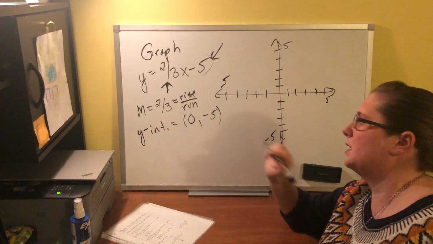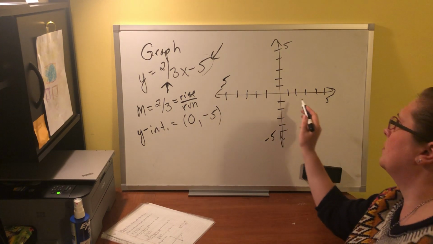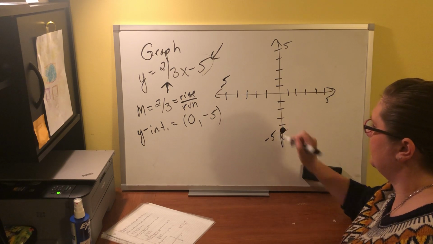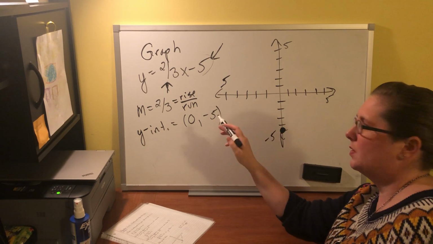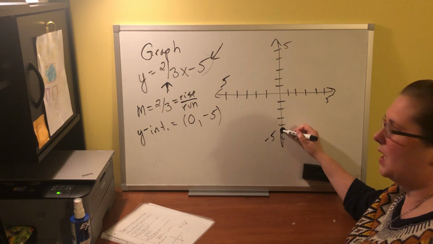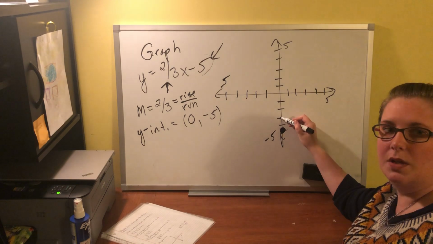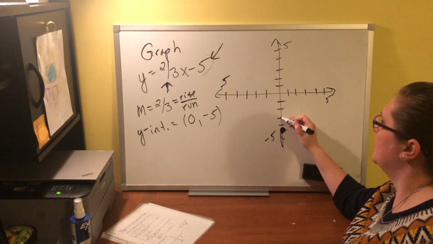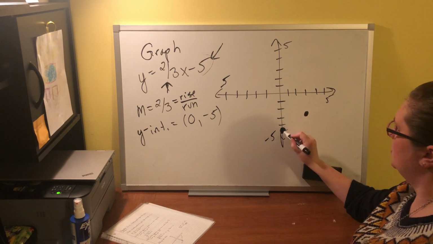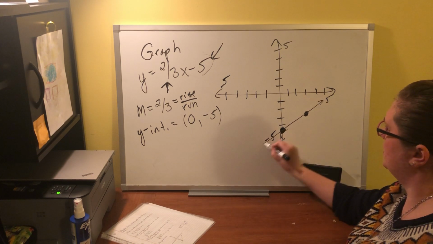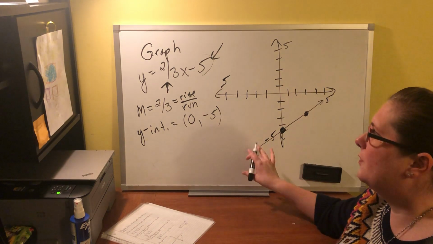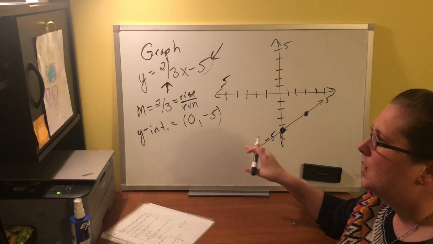Start with your y-intercept, 0, -5. So I'm going to the right and left 0. I'm going down -5. There's my first point. Now I have slope is 2/3, our rise over run. Our rise is +2, so we're going up 2. And our run is +3, so we're going to the right 3. 1, 2, 3. So now we're going to connect the dots, extend the lines, add the arrows. That's all. So this form is nice, quick, and easy.